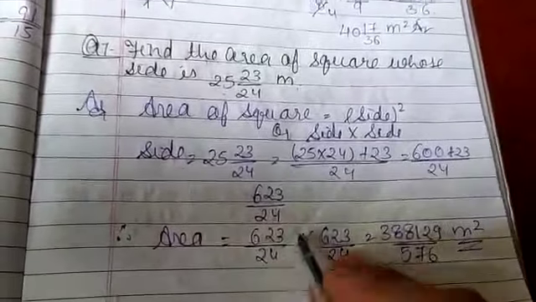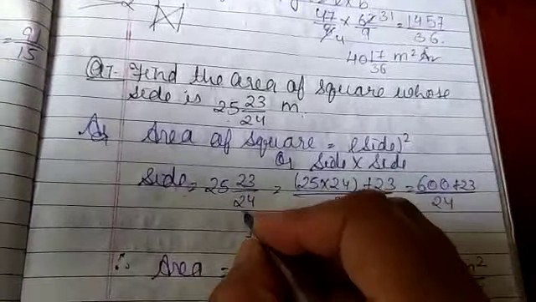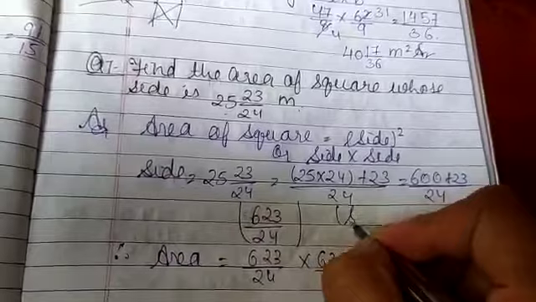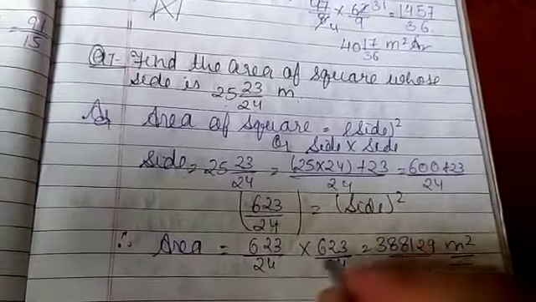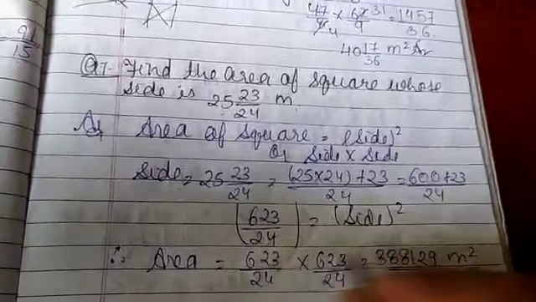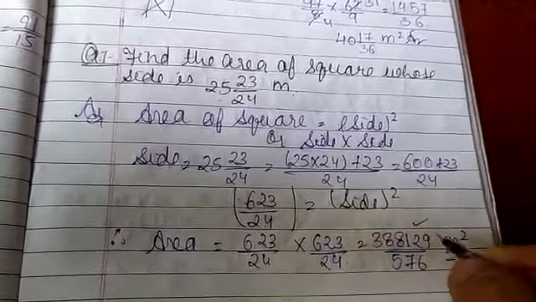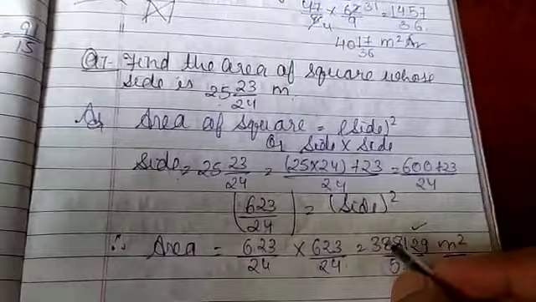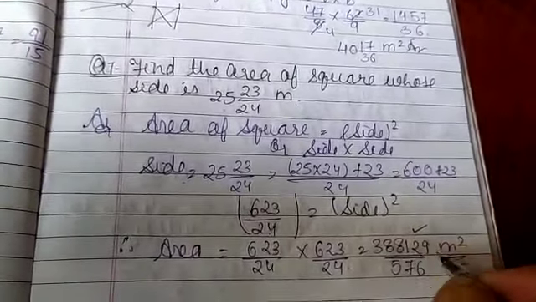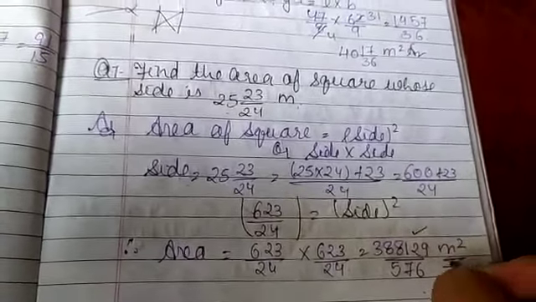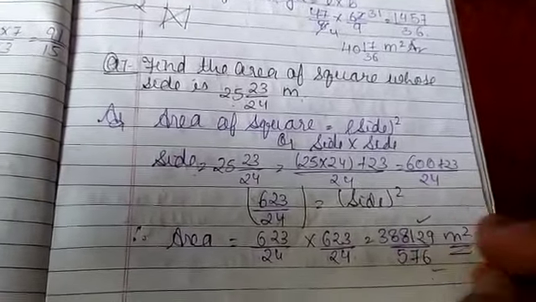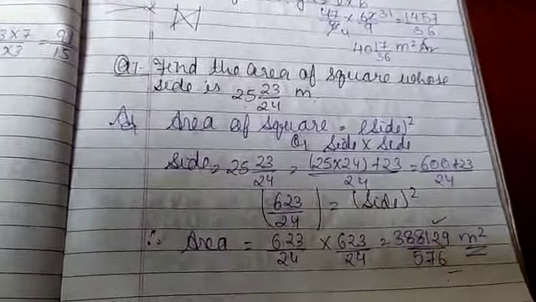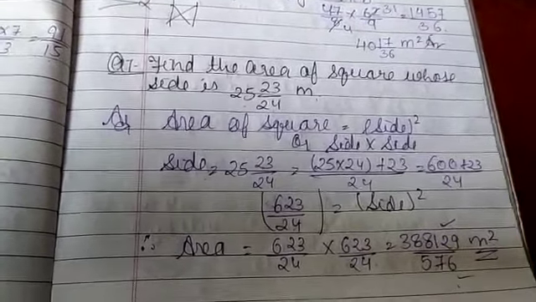So area will be equal to, as I told you, this is the side now, and area is equal to side square. Means this number has to be multiplied 2 times. So multiply 2 times. Again there will be a long multiplication. Multiply very carefully. You will get here 388129 upon 576. This is meter square. If you want, you can change it into mixed form also. Otherwise your answer is correct over here also. So it's your wish. If you want, you can change it also.